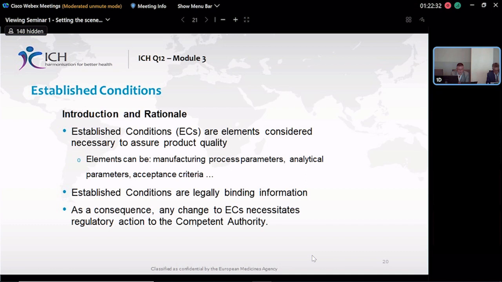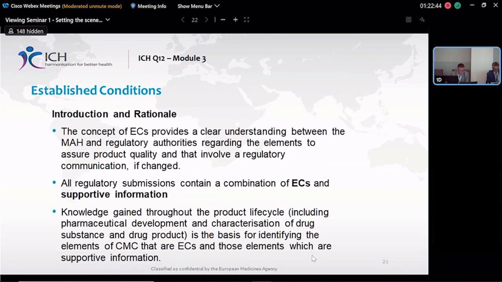So when we look back on chapter 2, the categorization of variations, whether or not something requires a variation depends on this chapter, whether it's considered to be an established condition. So the concept of established conditions provides a clear understanding between the MA holder and the regulatory authorities regarding the elements to assure product quality, and that will trigger a regulatory communication if changed. So all submissions contain a combination of established conditions and supportive information.